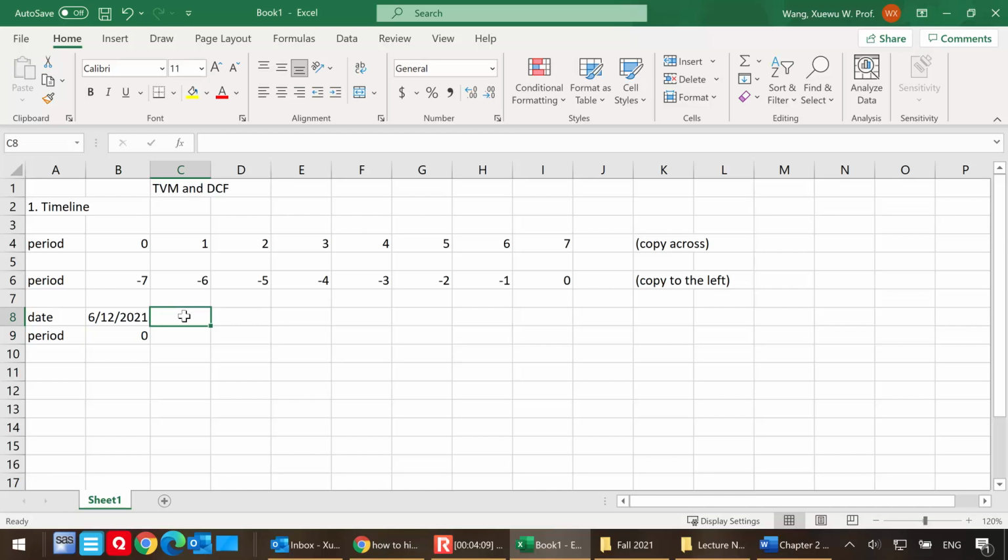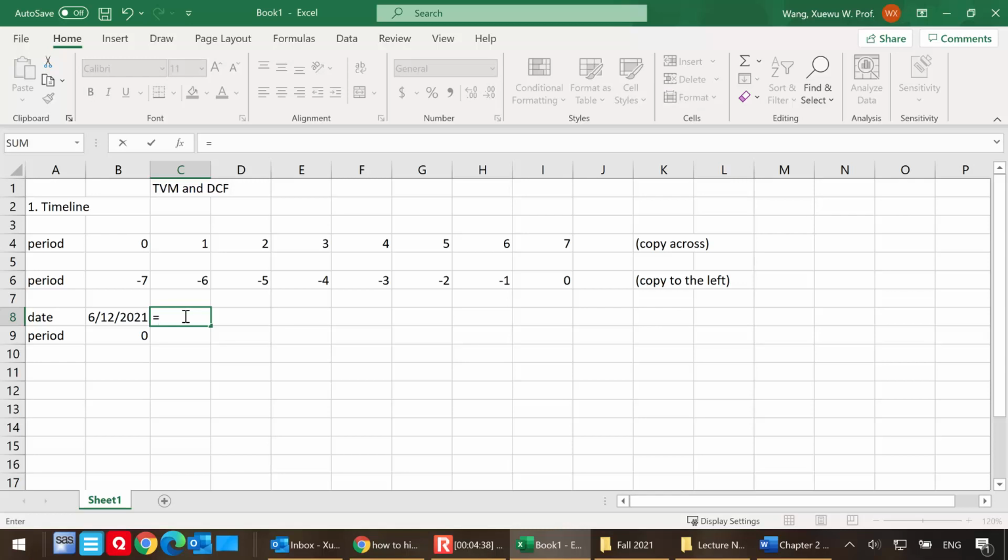So your period could be defined by a month. All right, so if it's defined by a month, some of you will say, well, it's going to be July the 12th of 2021. All right, and that is going to be labeled as period 1. Okay, so you can manually type in July the 12th of 2021, but I'm going to do a little coding here so that I can copy across.